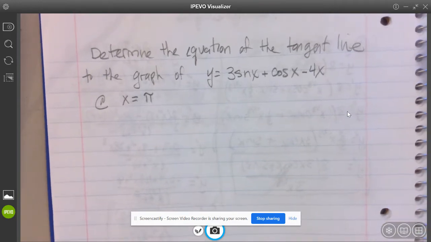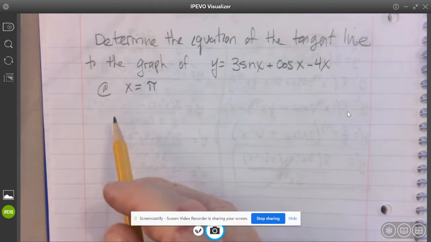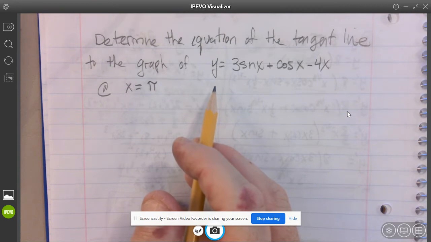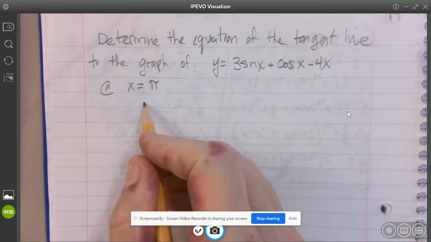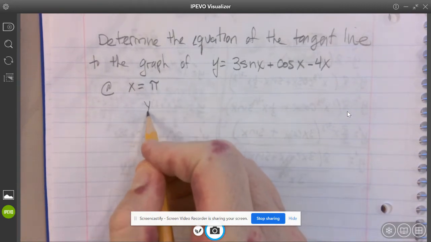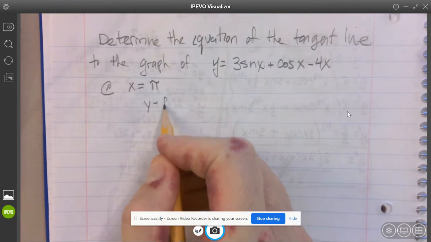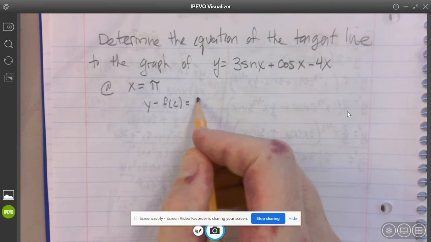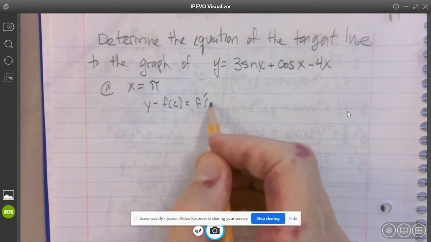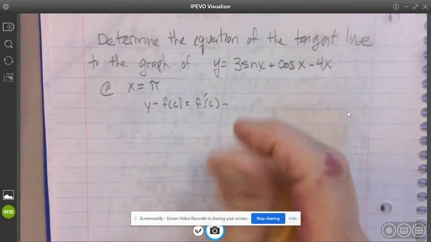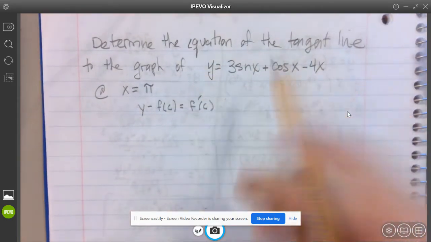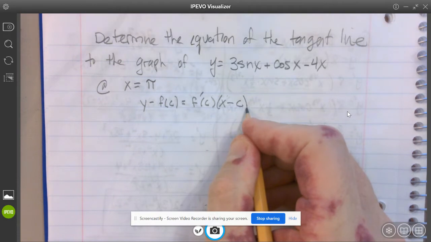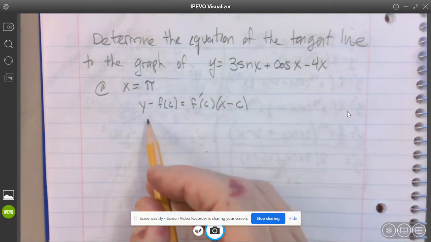So if you pause, welcome back. If you didn't, well, here we go. So the equation of the tangent line would be this: y minus f of c equals f prime of c times x minus c. It's just the equation of a line. The value of x is pi.